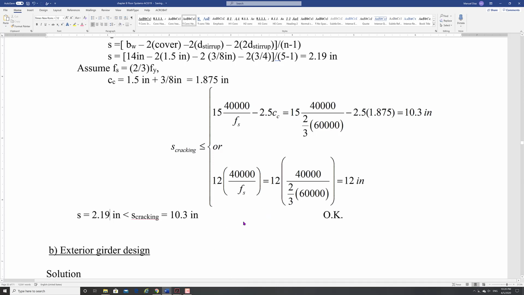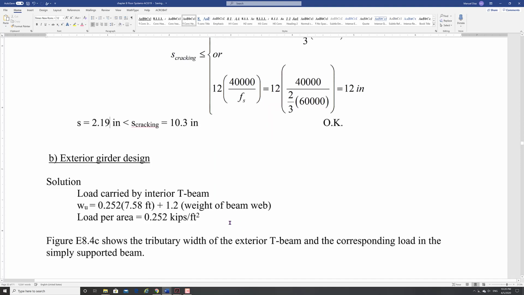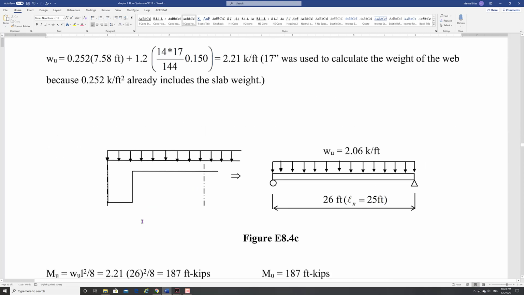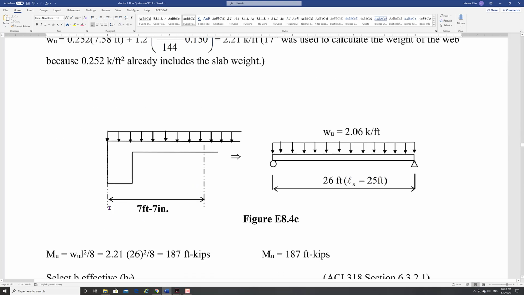All right. So that's the design for that one. It's done. You're finished. Now the exterior girder is going to be the same. The only difference is that your tributary width is different, right? So tributary width now for that one, we go from here to the edge.